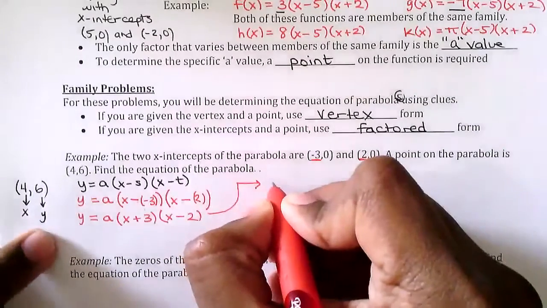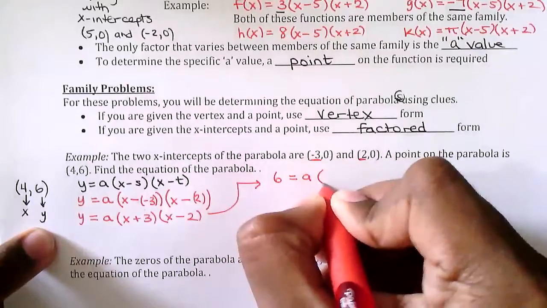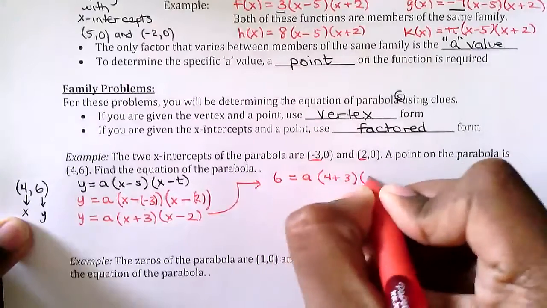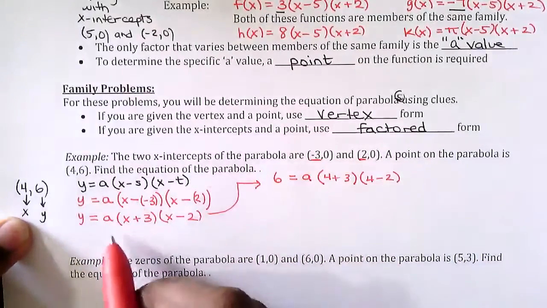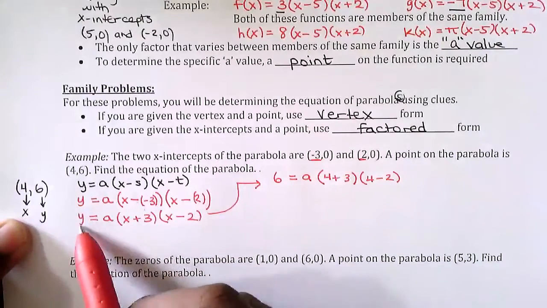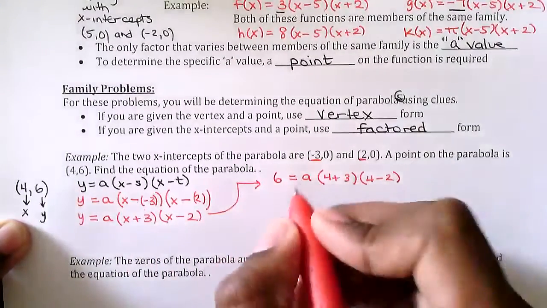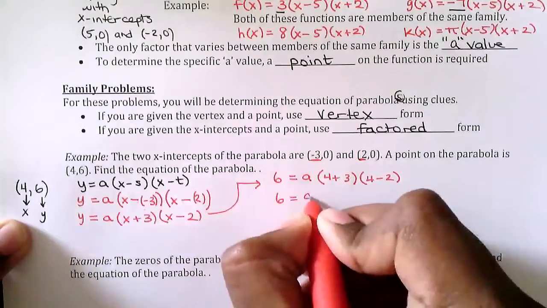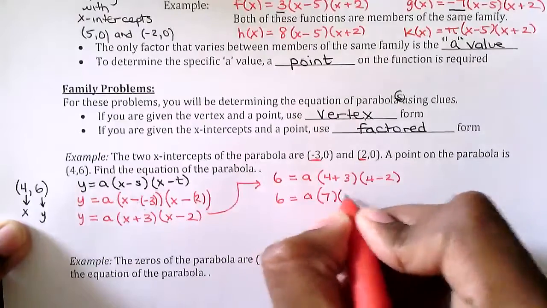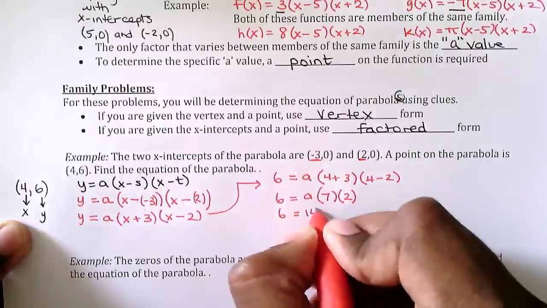So I have a y value now, which is 6, is equal to a. I have an x value, so 4 plus 3, and 4 minus 2. So all I did was I replaced the x's here with 4 because that's what my point told me, and I replaced my y here with 6 because again, that's what my point told me. Now I can simplify further. I have 6 is equal to a, 4 plus 3 is 7, and 4 minus 2 is 2. So 6, 7 times 2 is 14a.